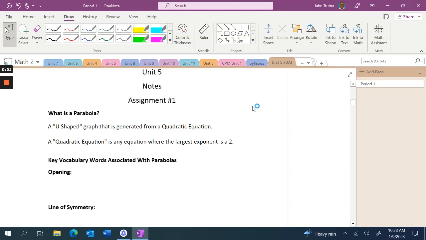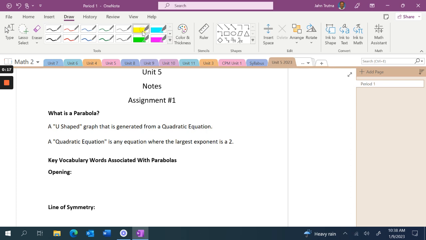All right, these are your notes for Unit 5, assignment number 1. Okay. What is a parabola? So a parabola is a U-shaped graph that is generated from a quadratic equation.